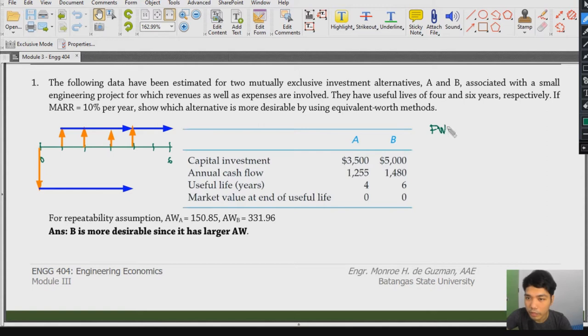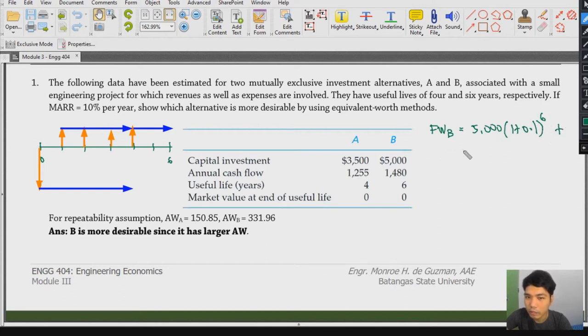Let's find first the future worth of B. Though we could also do present, it would be easier with the future because we can just go directly here. But let's try doing that later. So, FWB, this would give you 5,000 capital investment. So, we have to bring this to the future. So, that's 1 plus 0.1 raised to positive 6.